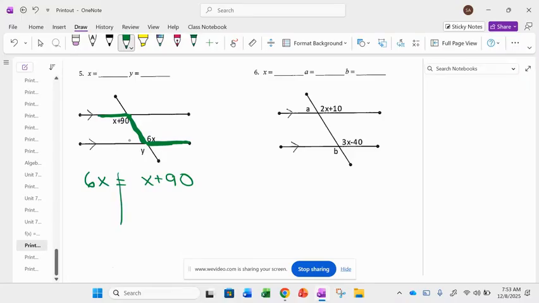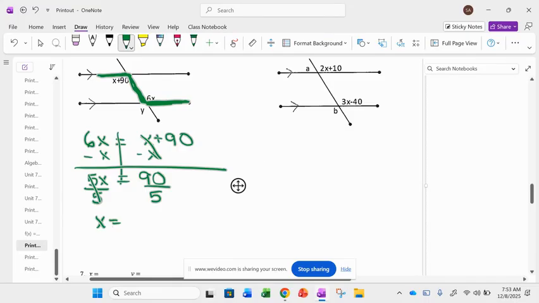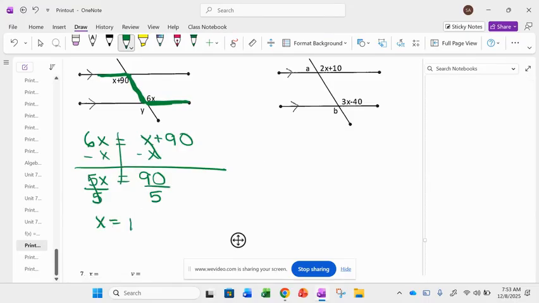And because the x's are on different sides of the equal sign, I'm going to subtract an x on both sides. So now I have 5x is equal to 90. And then we divide by 5. Let's see, I could do this in my head. 5 goes into 9 once, for 18. Sorry, 90. So x will equal 18.